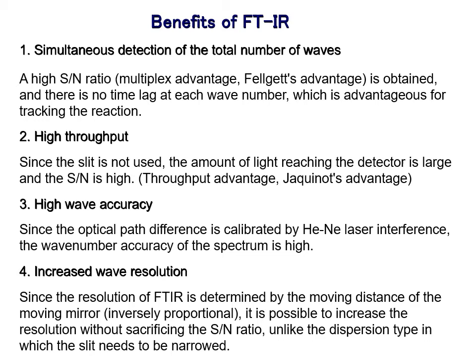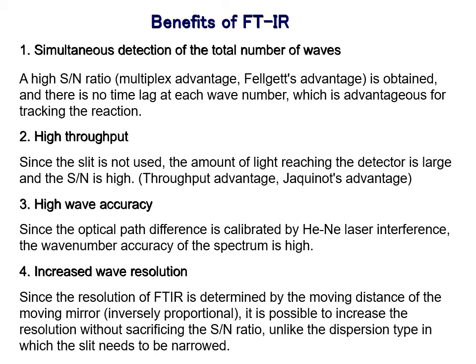Also, since all wave numbers are measured simultaneously, there is no time lag between wave numbers, which is advantageous for tracking reactions. Secondly, since the slit is not used, the amount of light that reaches the detector is large, so the SN ratio is high. This is called throughput advantage or Jacquinot advantage.